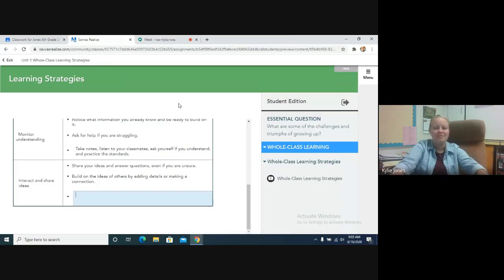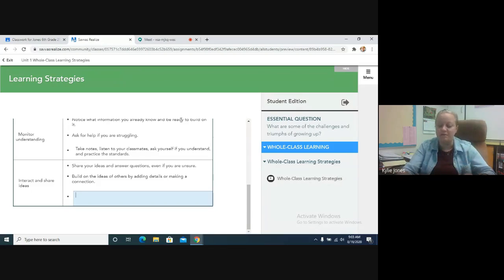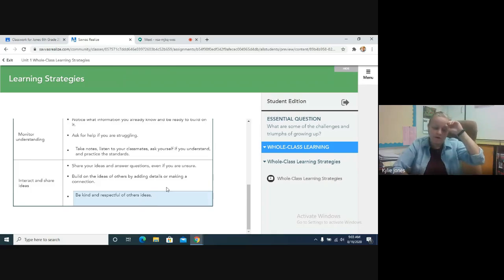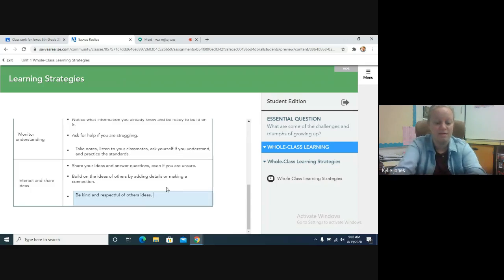We'll write mine down. So my biggest one is going to be the respectful part of it, right? So one of the big things is be kind and respectful of others' ideas. And we're not going to put other people down for having an idea about something. Okay? And then we want to also encourage others to participate.